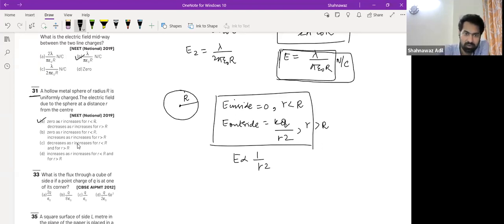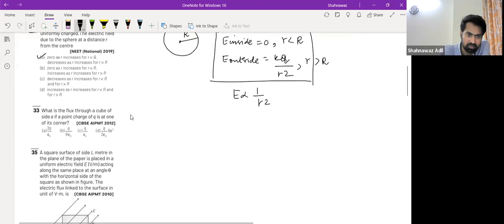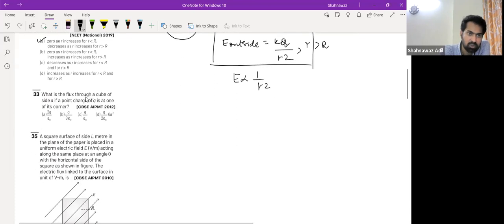So you guys can see how tough the questions are. Okay, what is the flux through a cube of side a if a point charge of Q is at one of its corners? So remember, Aisha, this was your homework. You say you have sent me the homework. Yes, sir, I got Q by 8 epsilon. If you have done the problem then, yeah.